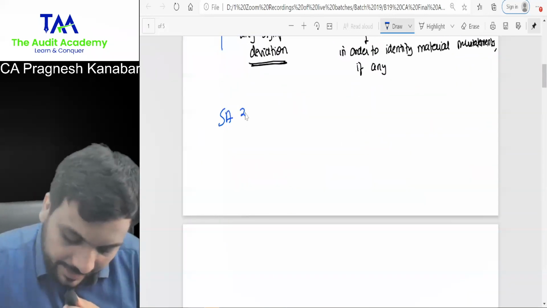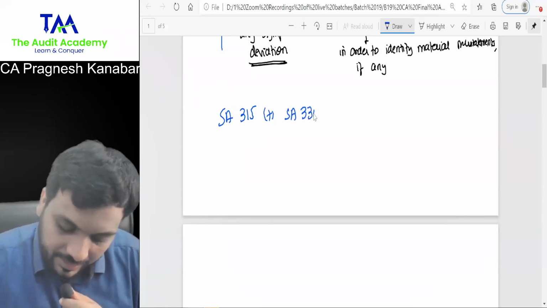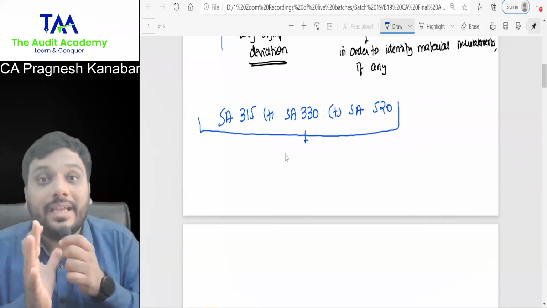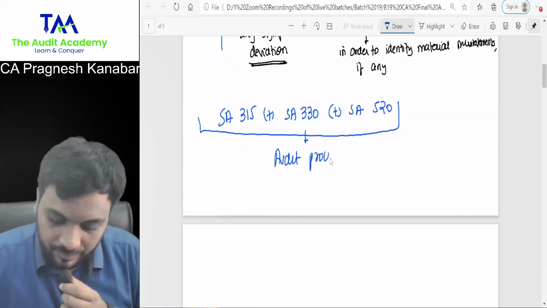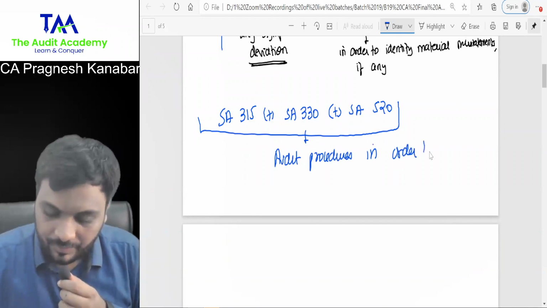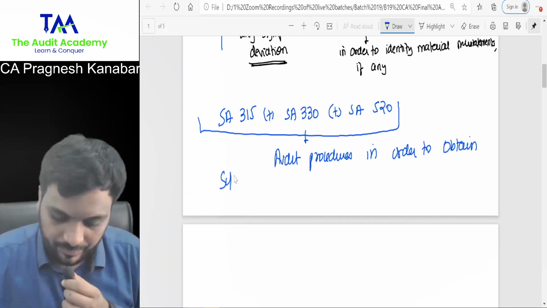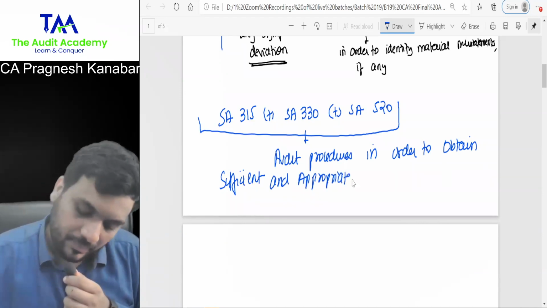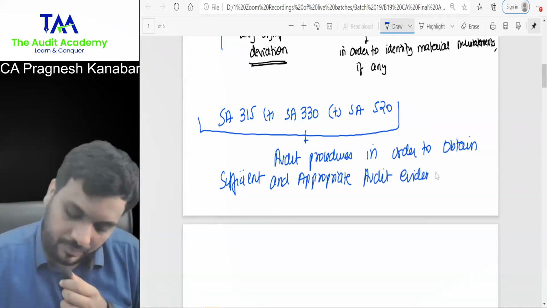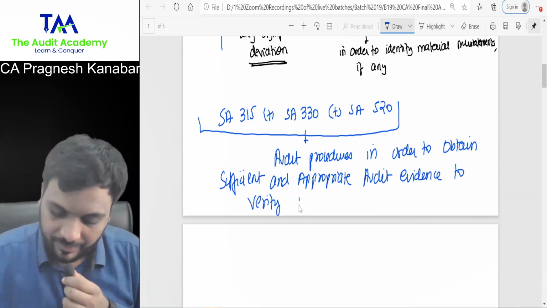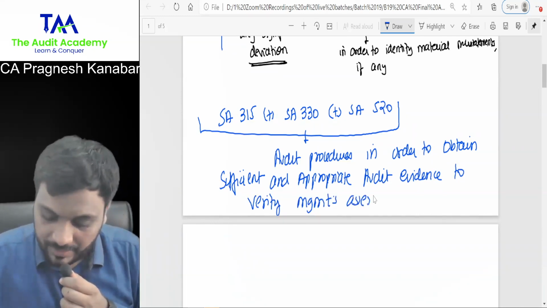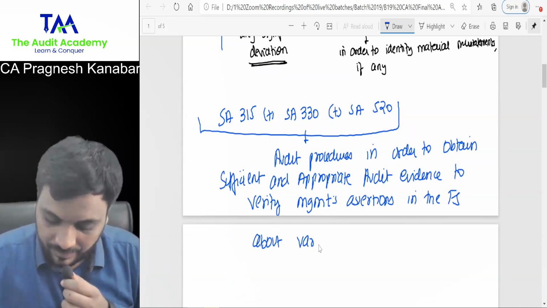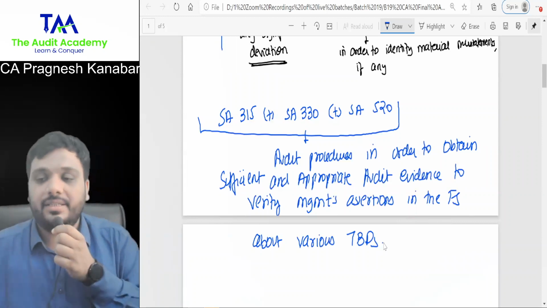That SA 315 plus SA 330 plus SA 520, all of this, when it comes together, it is nothing but audit procedures in order to obtain sufficient and appropriate audit evidence to verify management's assertions in the financial statements about various transactions, balances, and disclosures.